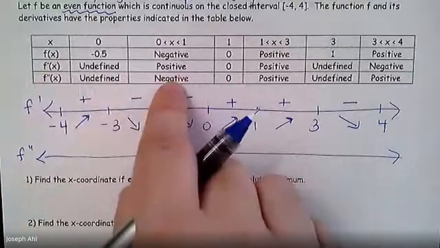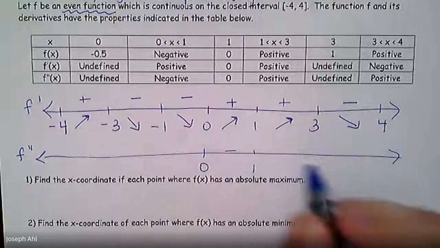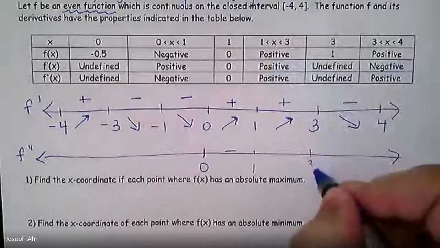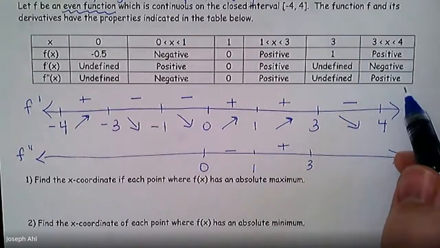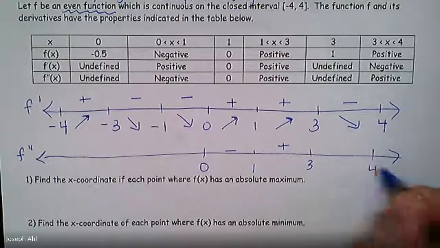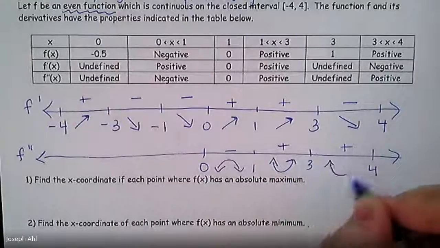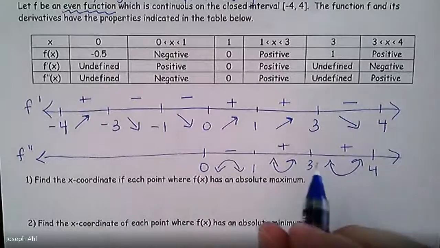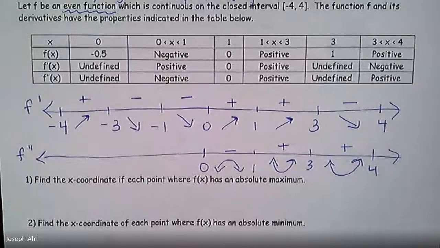So for the second derivative from 0 to 1, we're negative. And then from 1 to 3, it's positive. And then from 3 to 4, the second derivative is positive again. So we know that means concave down, concave up, concave up for the original function. And we know that x equals 1, because of the sign change here, is going to be representative of a point of inflection, which I think we'll have to come across later on.